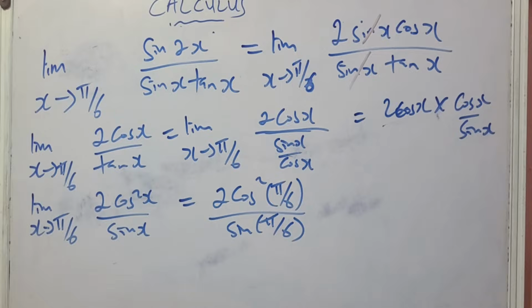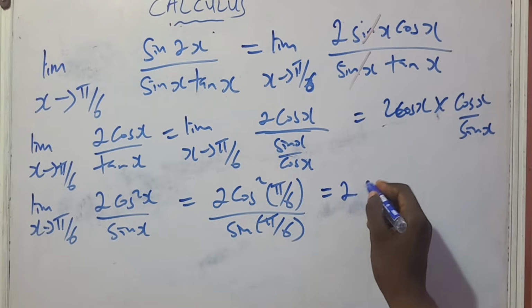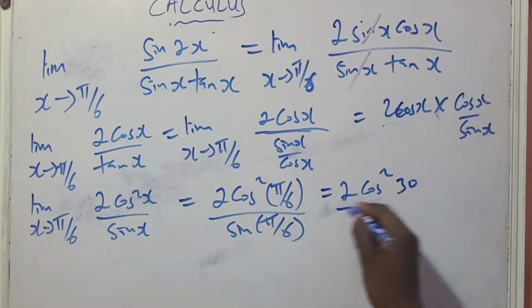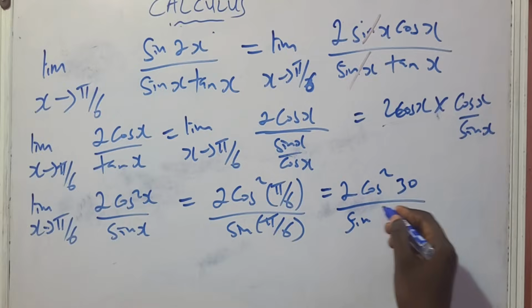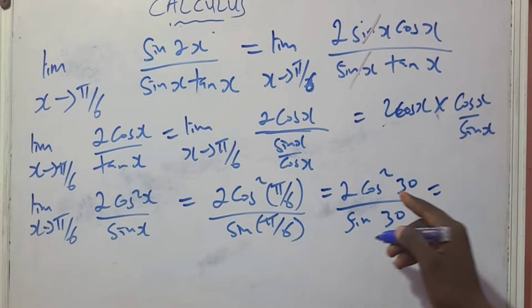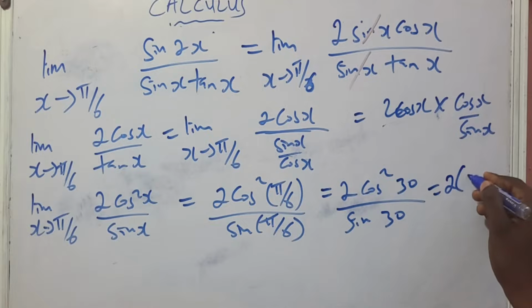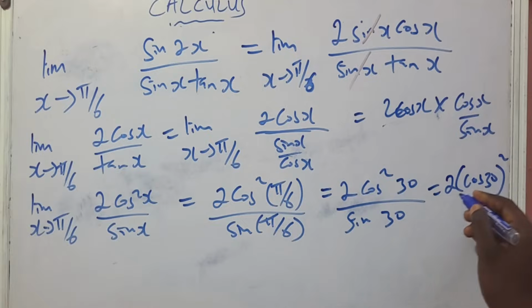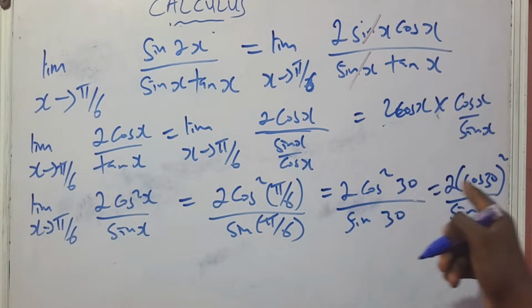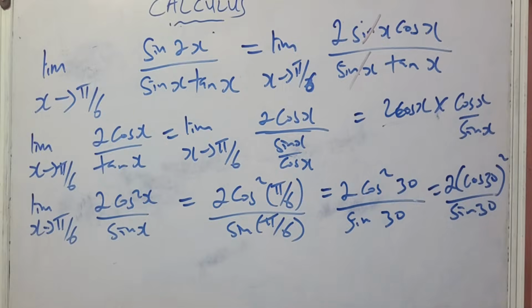Now, we have filled in this value inside, but don't forget, what is your pi? Pi is 180. So this is 2 cos square 180 over 6. That will be cos square 30 over sine 180 over 6, that's sine 30. This is the same thing as writing 2 cos 30 all square over sine 30. If you understand the meaning of cos square 30, cos square 30 means cos 30 all square.